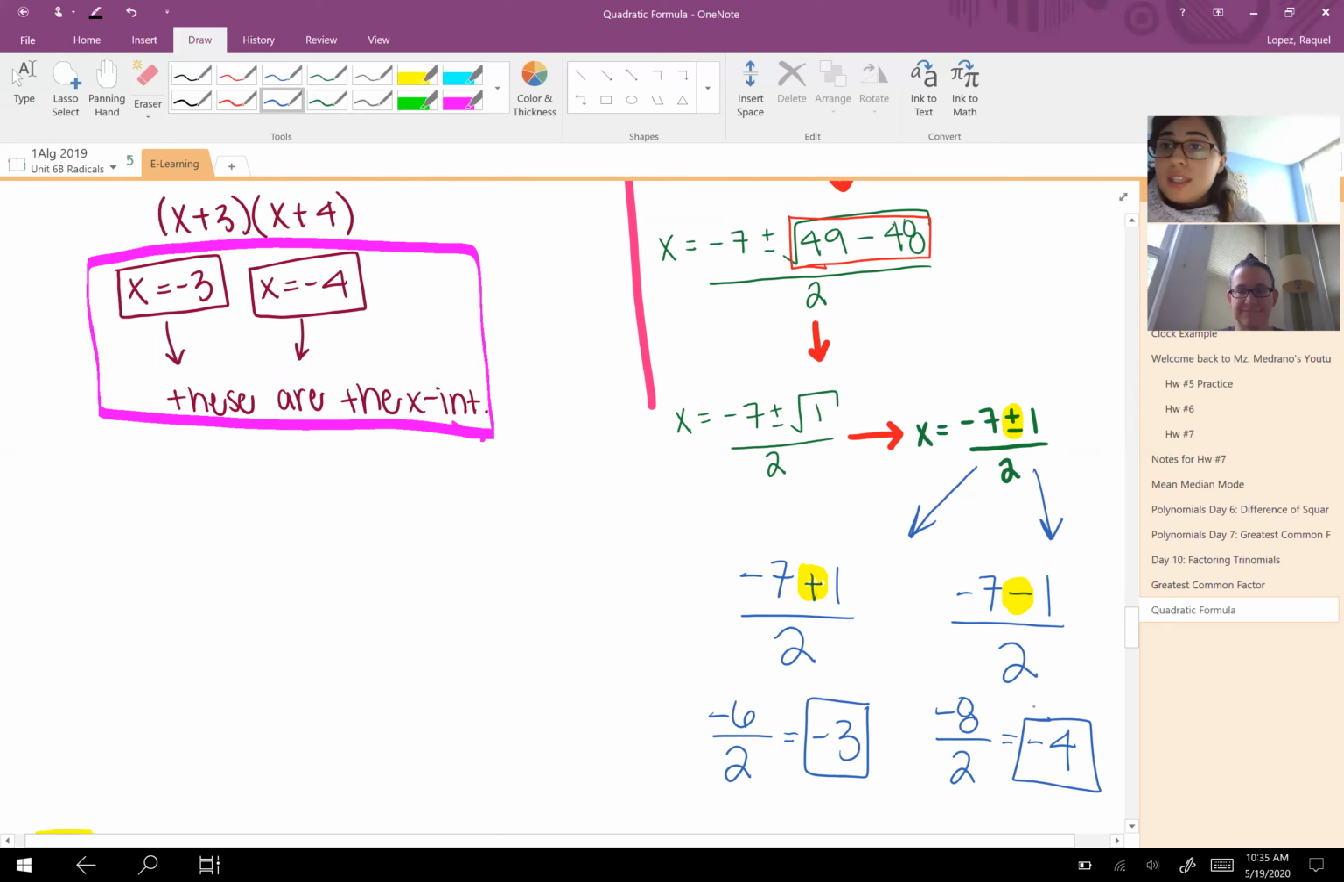Now, the reason I use the same quadratic is because I wanted to show you guys that you can pick either method in order to find these zeros. You can either factor or you can use the quadratic formula. In some instances, it's going to be better to factor. In other instances, it's going to be better to use the quadratic formula.